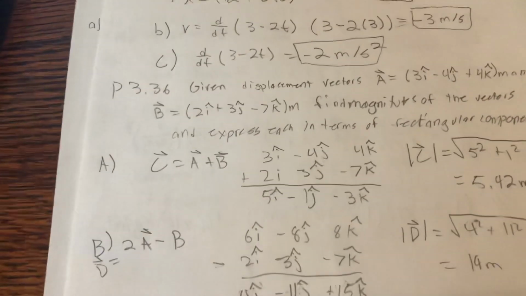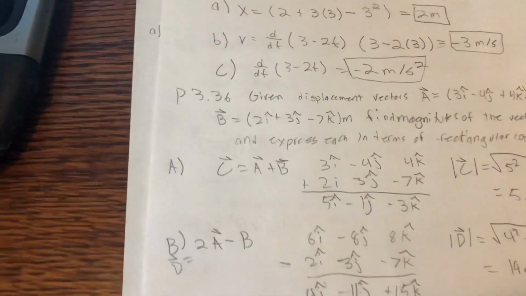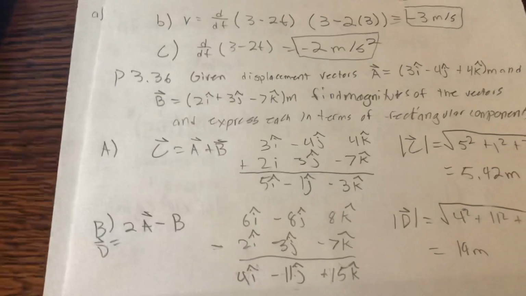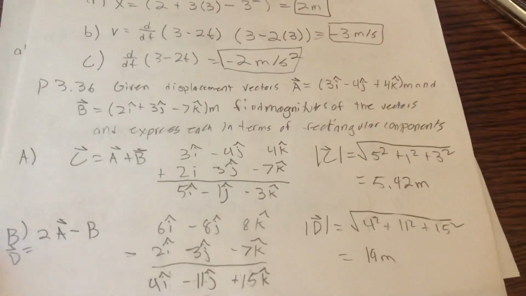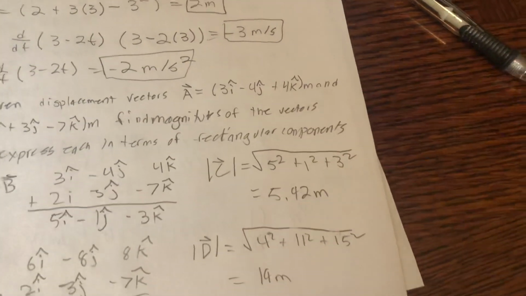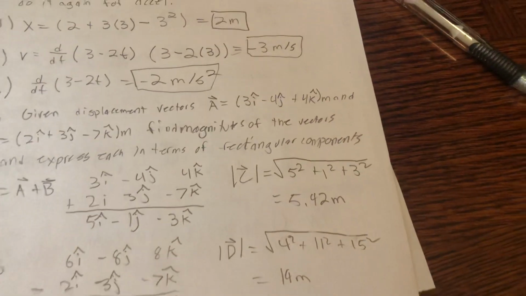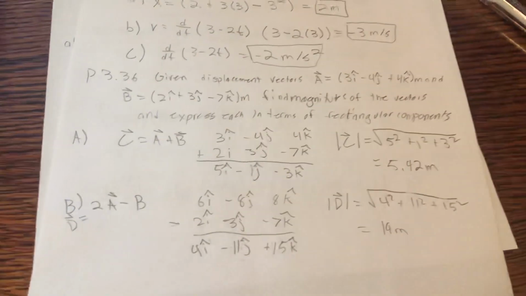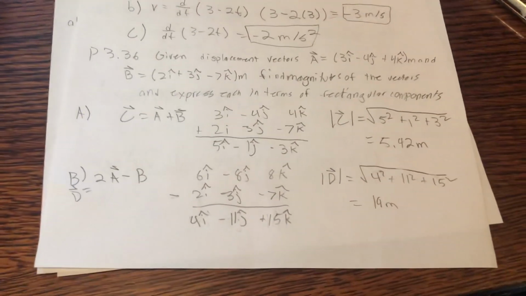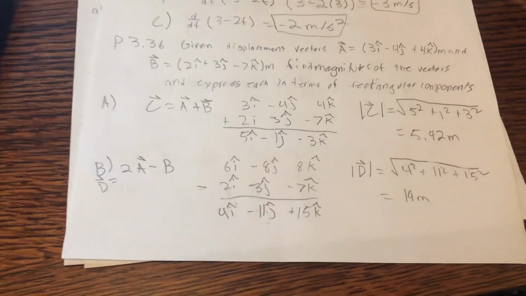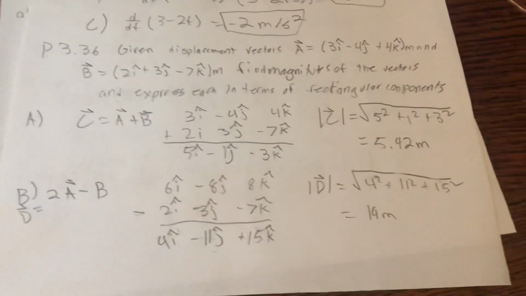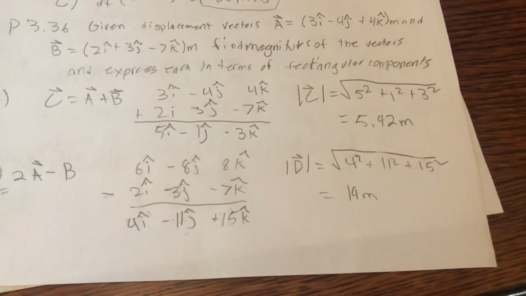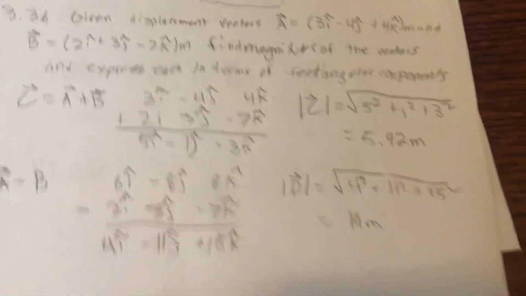So I used the law where C vector is equal to A vector plus B vector, and I added the vectors up and got the magnitude of 5.92 meters. And then for B, we were told to find 2A vector minus B vector, and I did the equation, and I found that the magnitude was 19 meters.